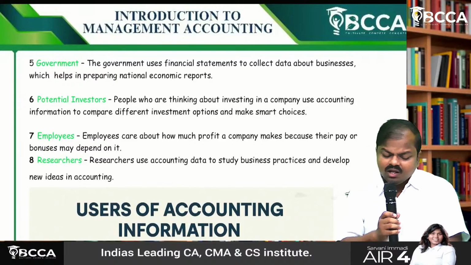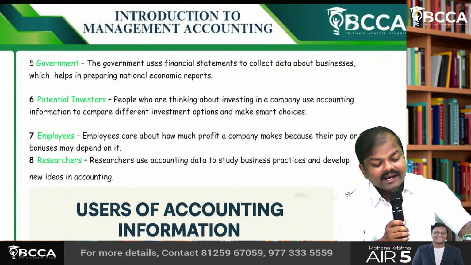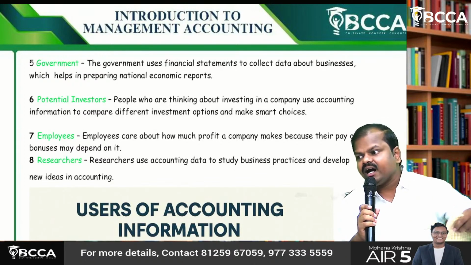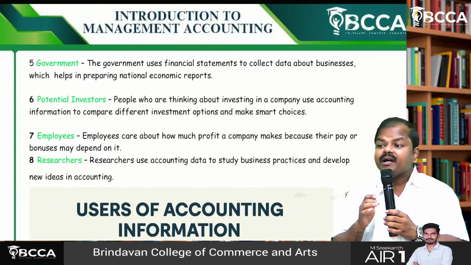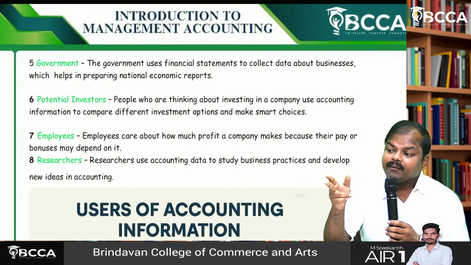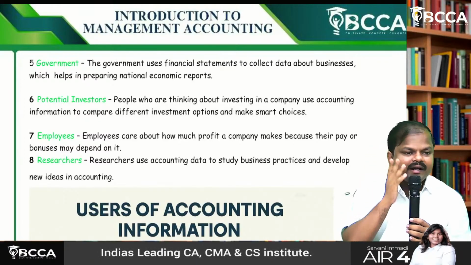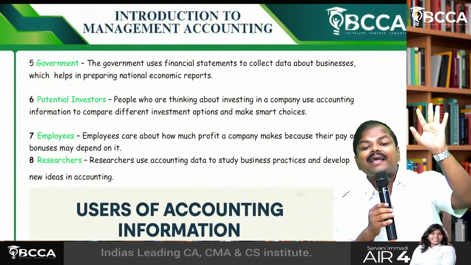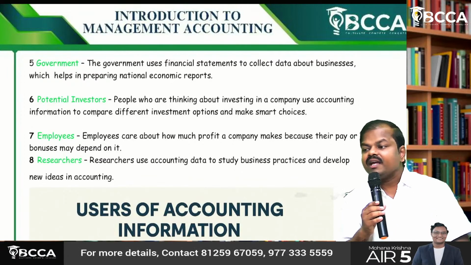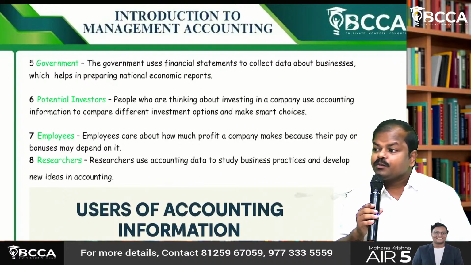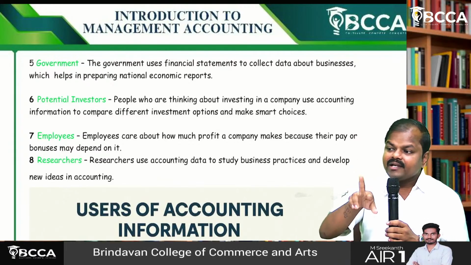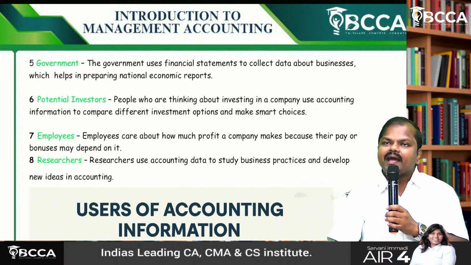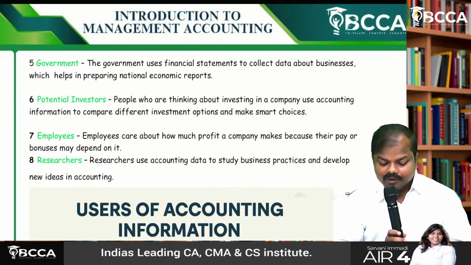Correct? So next, employees. What is the employee requirement? We want profit. How much profit was earned by the organization? How much revenue growth? How much operating margin ratio? These ratios I am interested in, because these ratios will be helpful to decide how much pay I can expect as an employee. How much pay hike can I expect? Pay is different from hike in pay. Hike in pay means increment. How much increment can I expect as an employee?